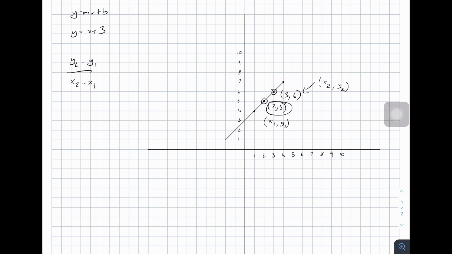So y2 corresponds to the point 6. So 6 minus y1, which is 5, over x2 minus x1. x2 is 3, minus x1, which is 2. And all we have to do to calculate slope is solve this. So 6 minus 5 is equal to 1. And 3 minus 2 is equal to 1. So as you can see, we get our slope, which is 1.